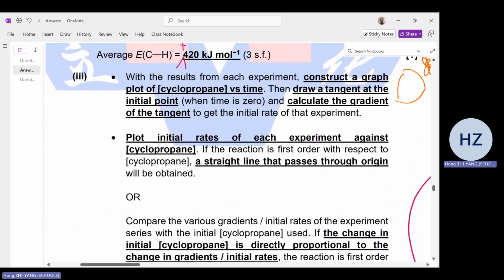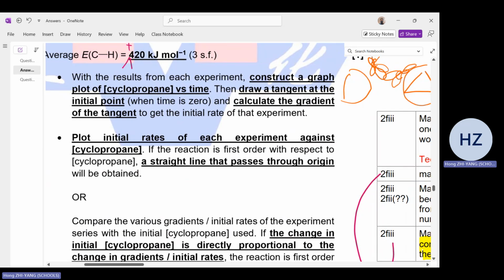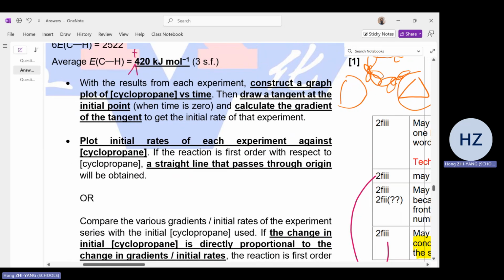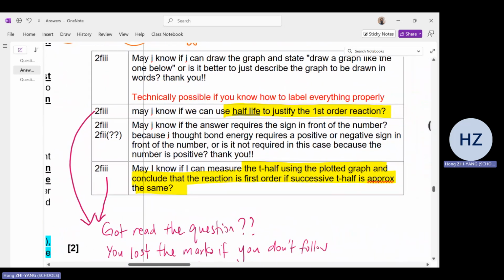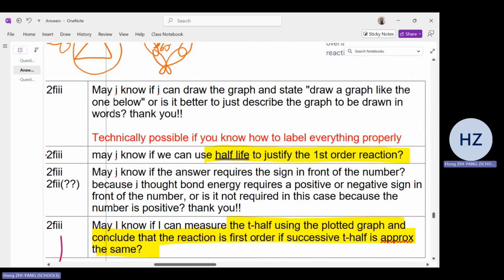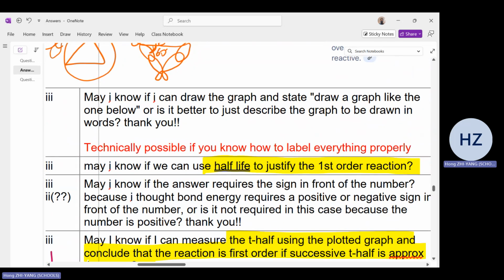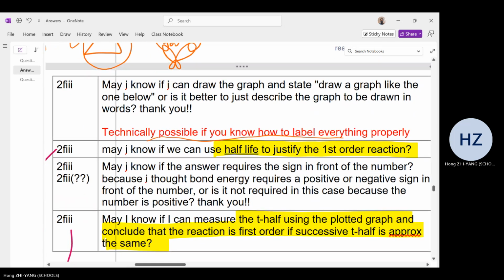All right, okay, part 3. Wow, this is the question. Should I write all these words? Should I draw diagrams? I want to let you know, may I draw the graph and state it? Actually, yes, you can, but if you know how to label everything, that's best. But the problem is, if you miss out one, then your answer is not adequate.